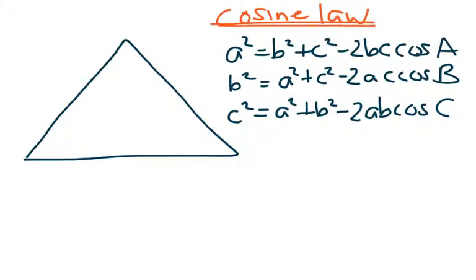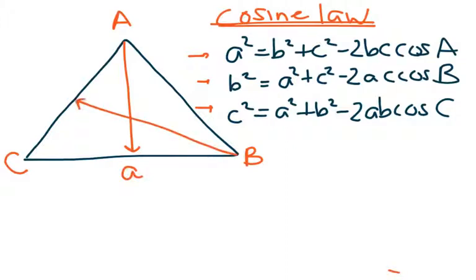The cosine law consists of three different equations that you could possibly use. Just like the sine law, we need to be able to label a triangle using A, B, C. The angles or the corners are capital letters, so I could put the A over here, the B over here, and the C over here. The order does not matter. But what does matter is the sides. Across from the big A is little a, across from the big B is little b, and across from the big C is little c.